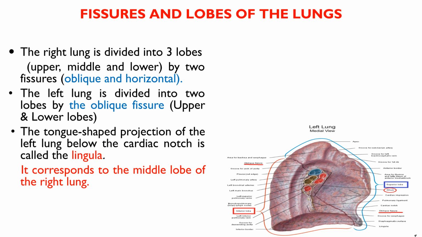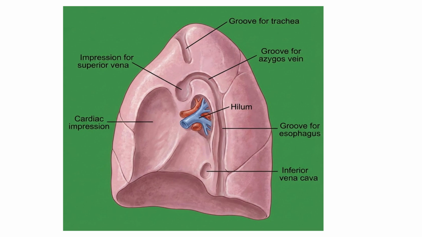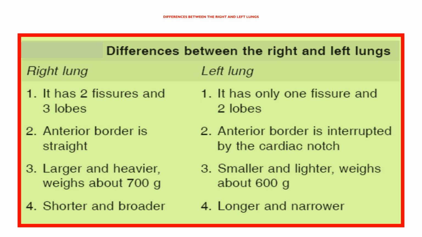The right lung has 3 lobes, upper, middle, and lower, divided by oblique and horizontal fissures. The left lung has 2 lobes, upper and lower, separated by the oblique fissure. The lingula on the left lung corresponds to the middle lobe of the right lung. The following slide highlights the differences between the right and left lungs. Key differences include the right lung having 2 fissures and 3 lobes, while the left has 1 fissure and 2 lobes. The right lung is larger and heavier, while the left is smaller, lighter, and longer.